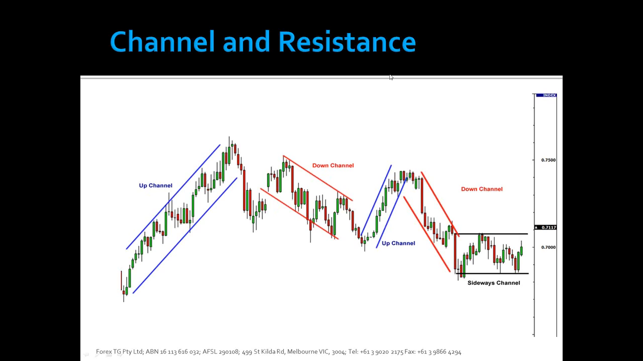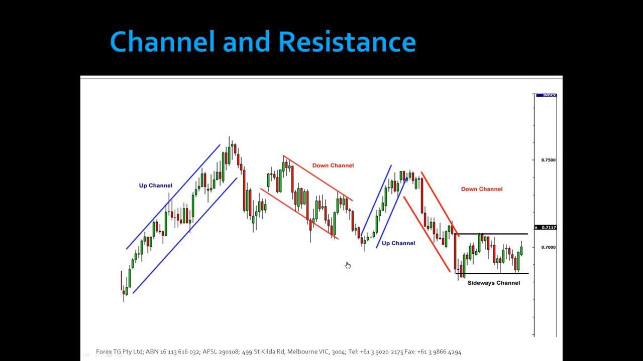Okay. Now with channels, there are three types of channels. There's the ascending channel, which is the first one, the up channel. There's the descending channel, which is the second one you're seeing in the middle of the screen there. It's a down channel. And there's a horizontal channel, which is called a ranging or sideways channel. And that's the last channel you can see on the chart there. That's in black.